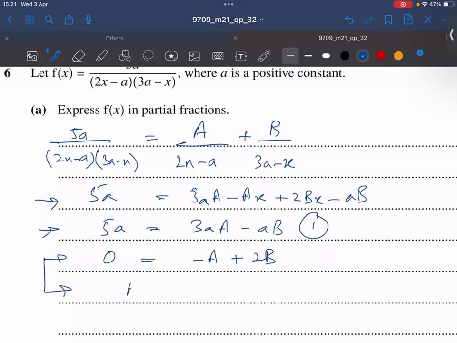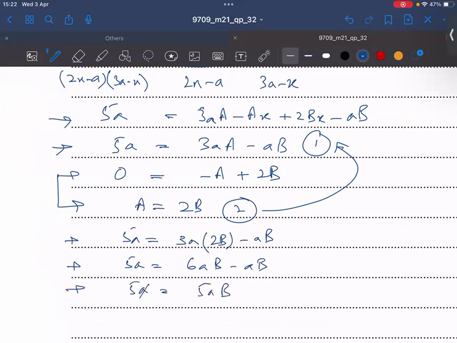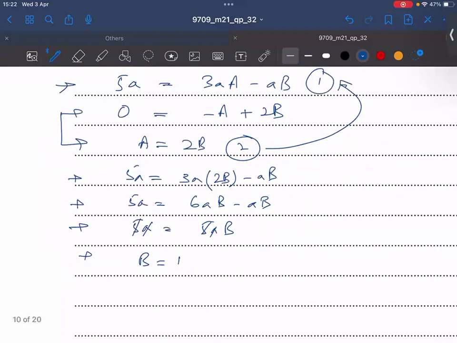From here you can get the equation a equals 2b. We substitute over here, so 5a equals 3a times 2b minus ab. It's going to be 5a equals 3 twos are 6ab minus ab, so 5a equals 5ab. A and A get cancelled, 5 and 5 get cancelled. b is going to be equal to 1, and if I substitute over here, a is going to be equal to 2.